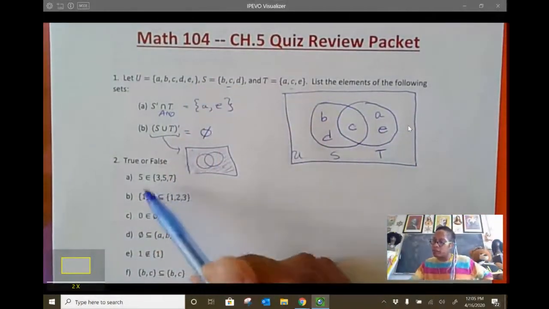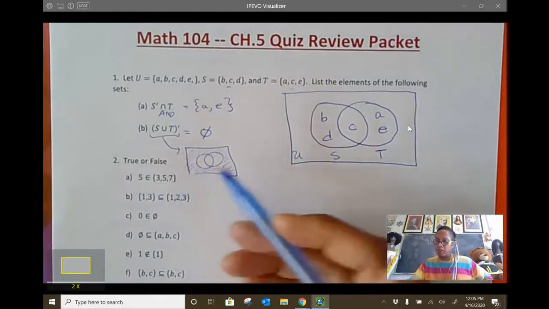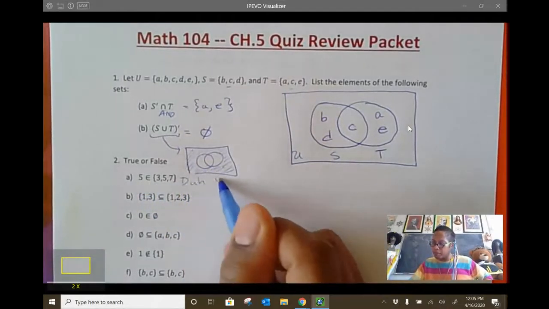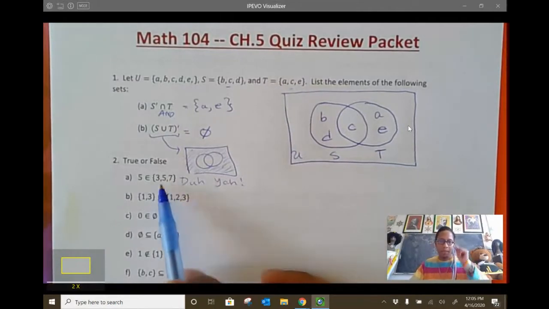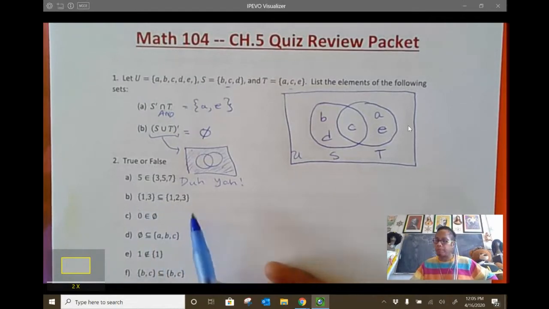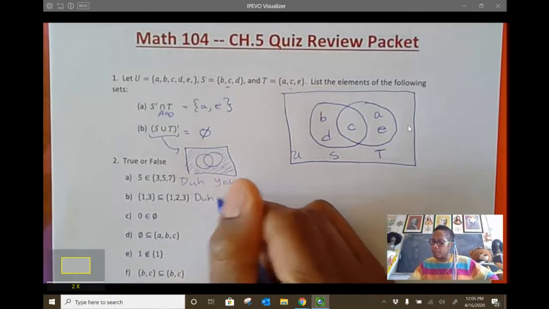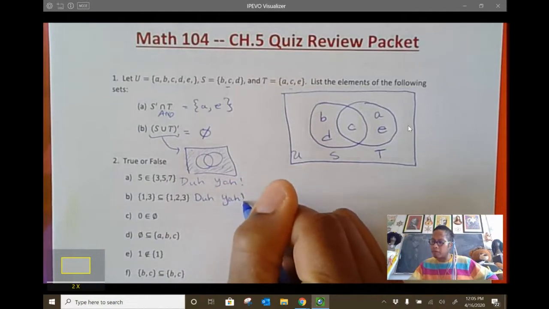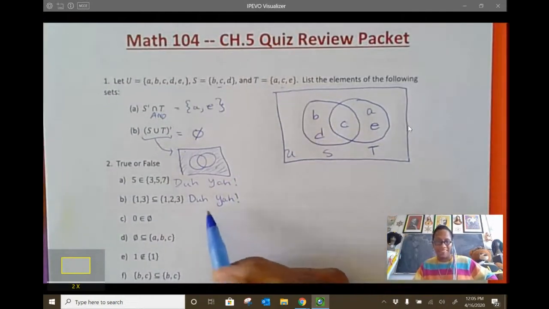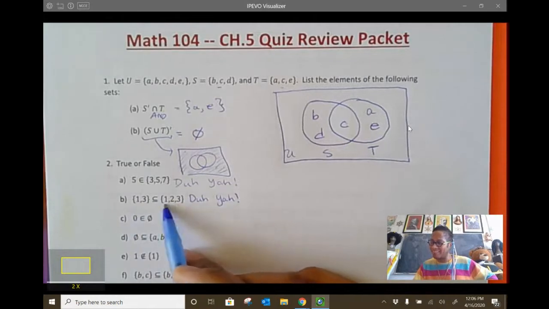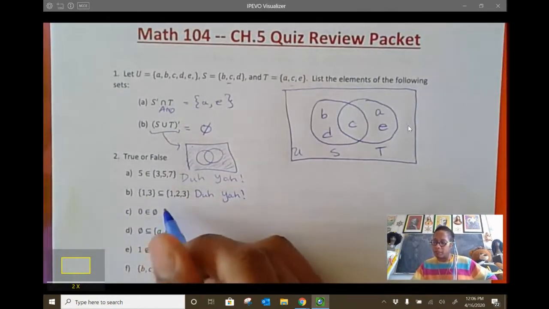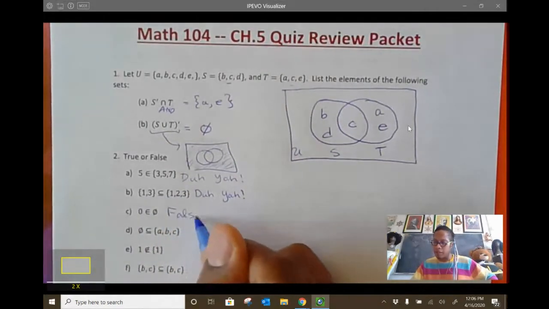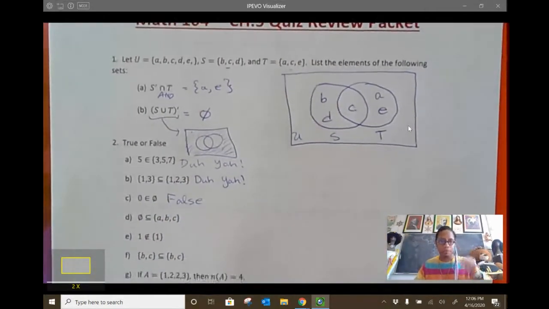Okay, some true false questions. Is 5 an element of the set containing 3, 5, 7? Duh, yeah, because we can see it. There it is. Is the set containing 1, 3 a subset of the set containing 1, 2, 3? Duh, yeah. I'm going to say duh, yeah, for things that are like duh, because there they are, 1 and 3. This is not a duh. Is 0 an element of the empty set? No, the empty set is empty, so there can't be anything in it, including something like 0.